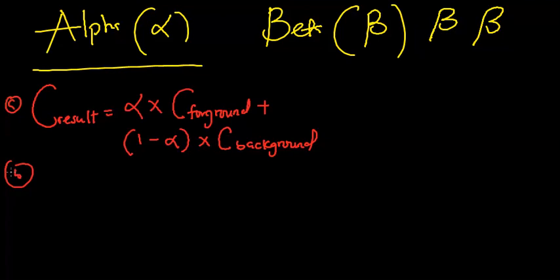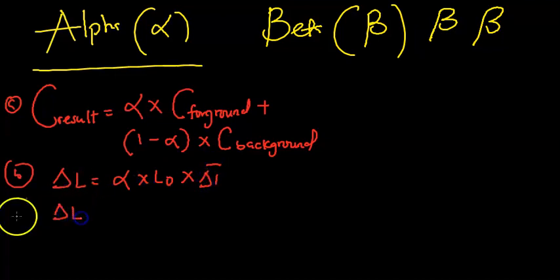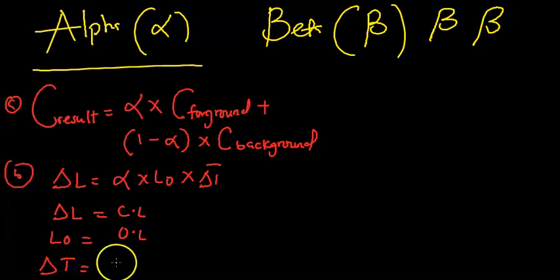Another formula in which we can find alpha is the coefficient of linear expansion. In physics, this formula is given by delta L is equal to alpha, multiplied by L naught, multiplied by delta T. Notice that delta L stands for change in length, L naught stands for original length, and delta T stands for change in temperature. The temperature can be in degrees Celsius or Fahrenheit.